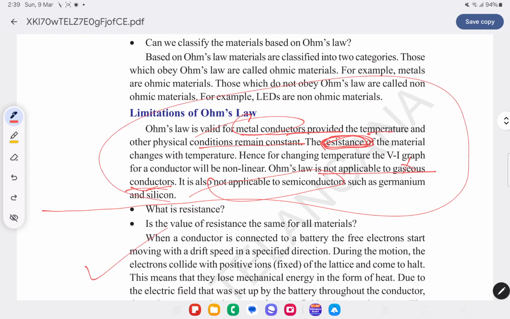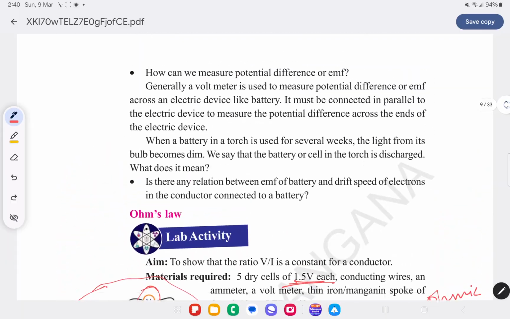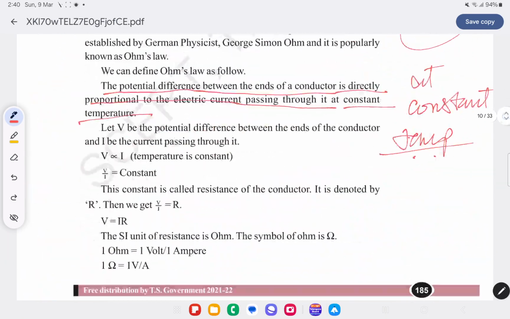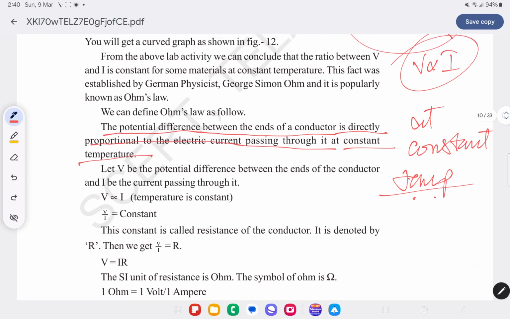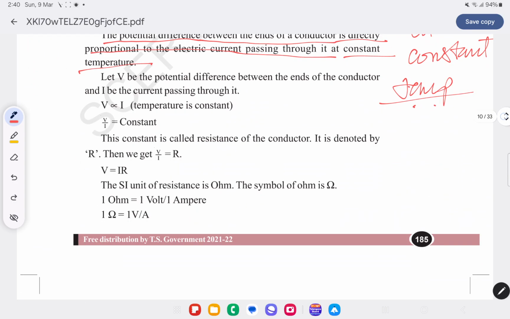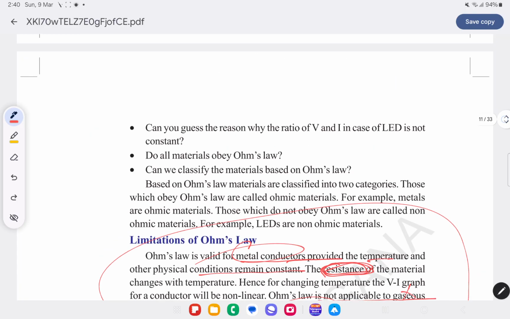From here this is a new topic. Understood about this? So now you are clear about Ohm's law, the activity, the Ohm's law definition, along with the activity table, ohmic material, non-ohmic material, and the respective graph, right? And a small derivation also we'll see. We'll see the derivation here, in the textbook they gave.